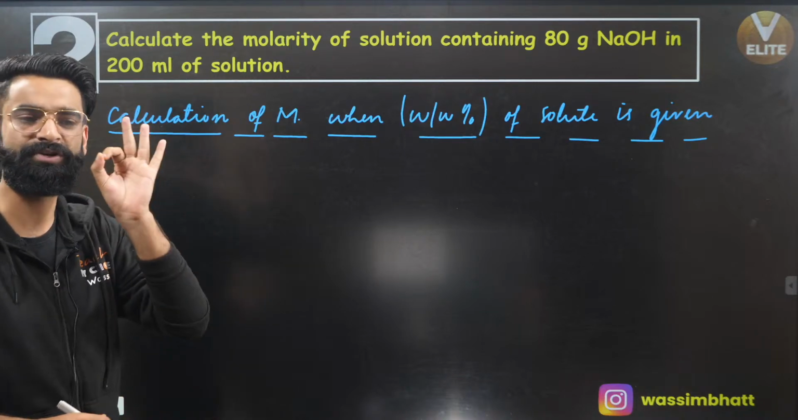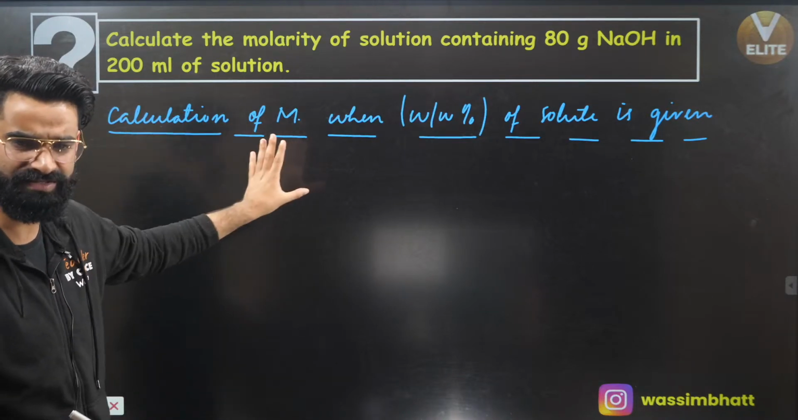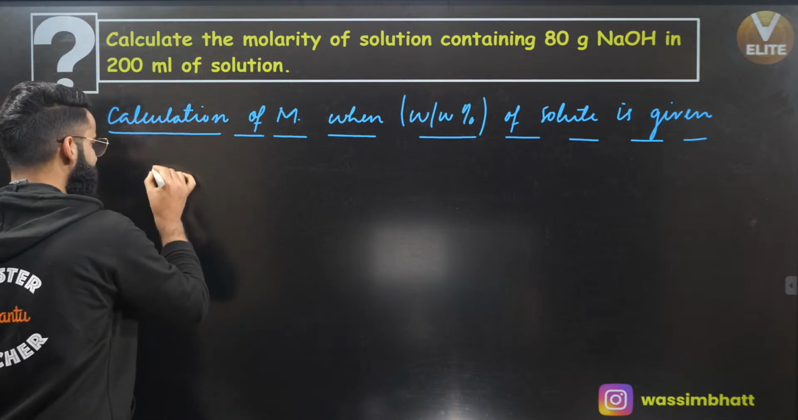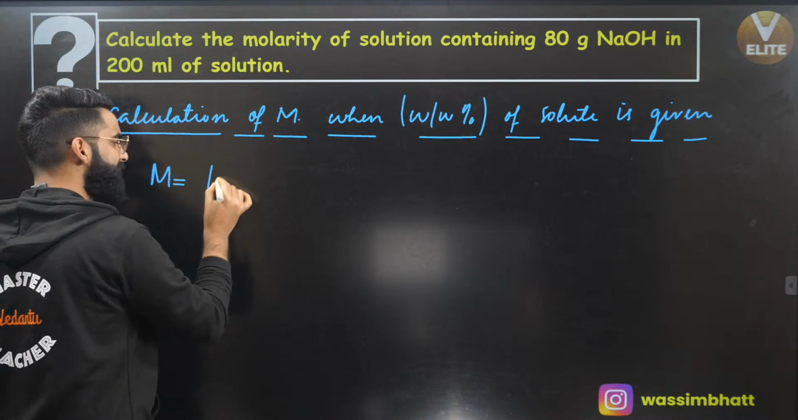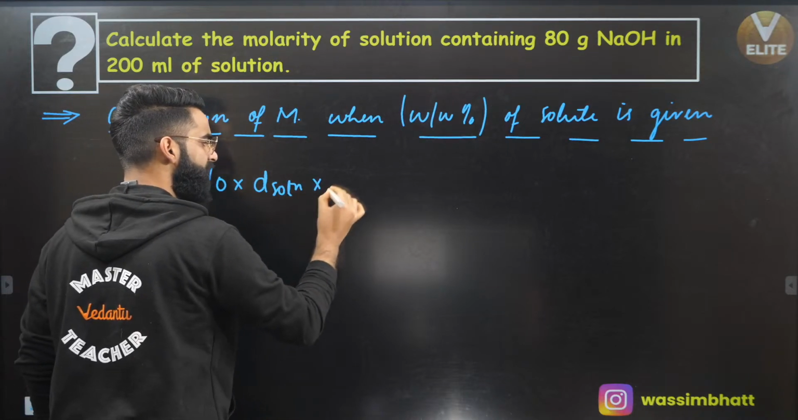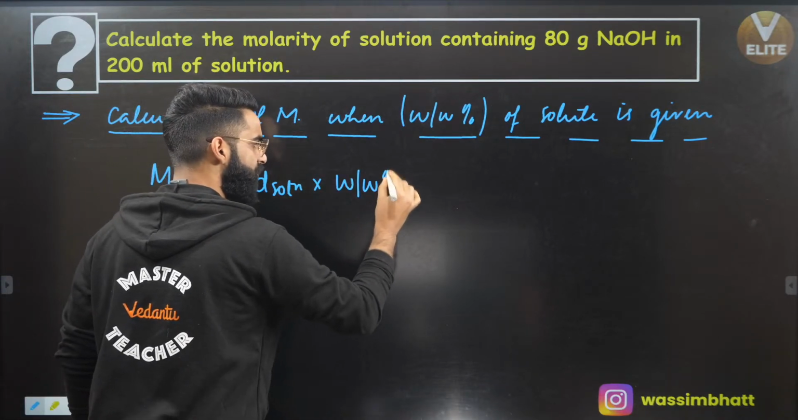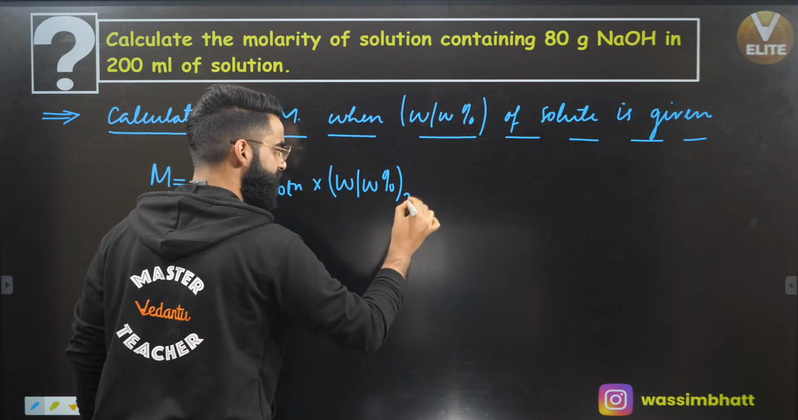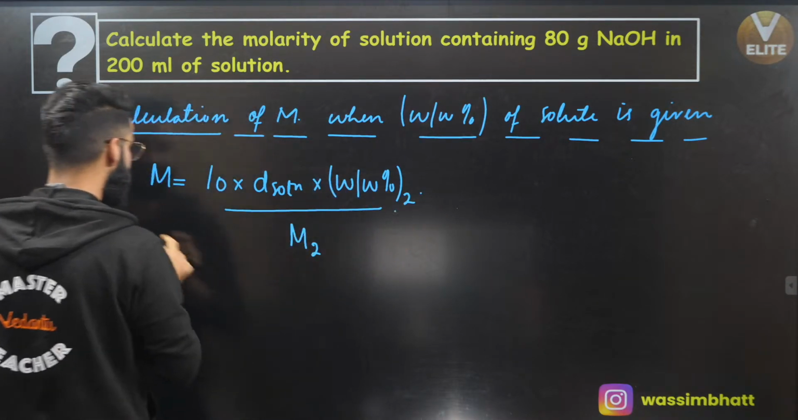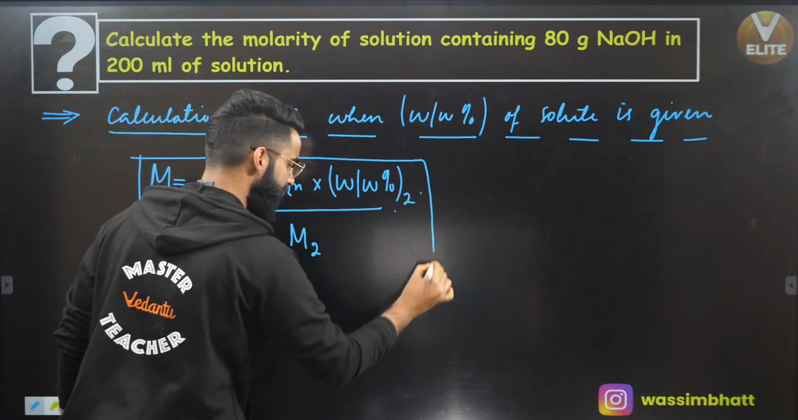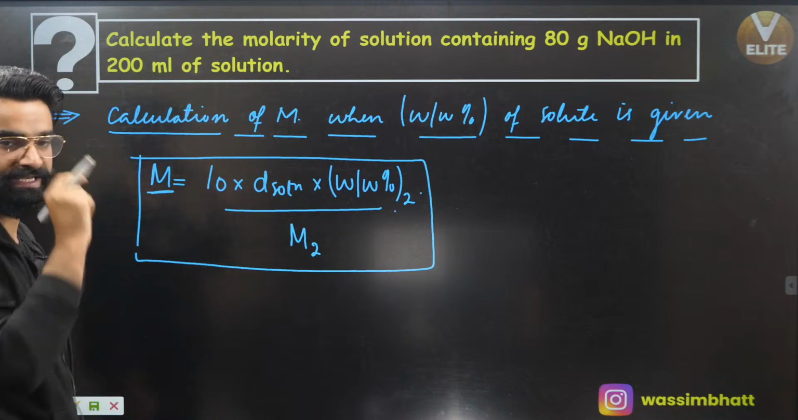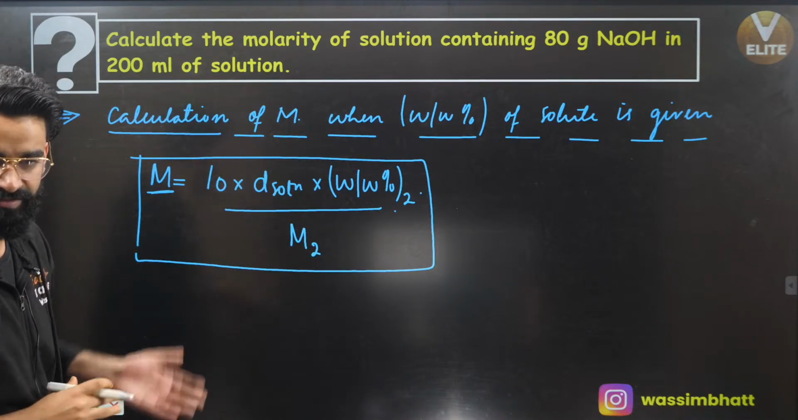For those questions, I'm going to give you the direct result. No need to use your brain or something. Use the direct result, done. Remember the formula: molarity is equal to 10 multiplied by density of solution multiplied by weight percent of solute, divided by molar mass of solute. You will use this direct result to calculate molarity if weight by weight percent of solute is given.